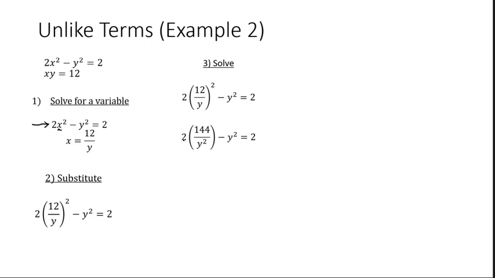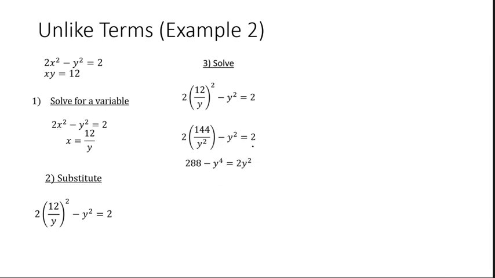All right, so when you do that, we'll do two things at once for this first term. 2 times 144 is 288. And then once you multiply 288 over y squared times y squared, that's going to cancel. You're left with 288. And then the minus y squared, you want to multiply that by y squared. So y squared times y squared is y to the 4th power. And then you multiply the 2 over here by y squared to get 2y squared.